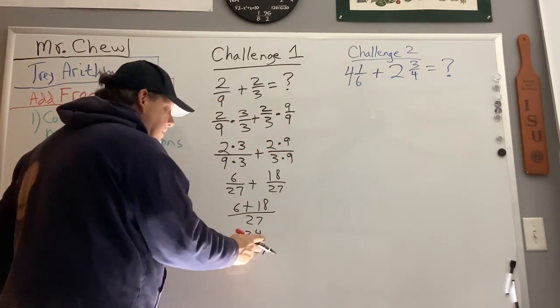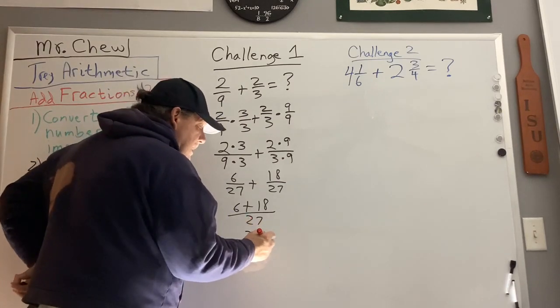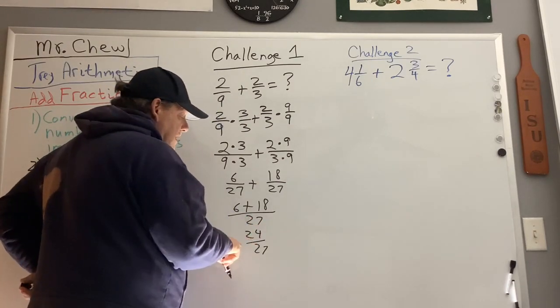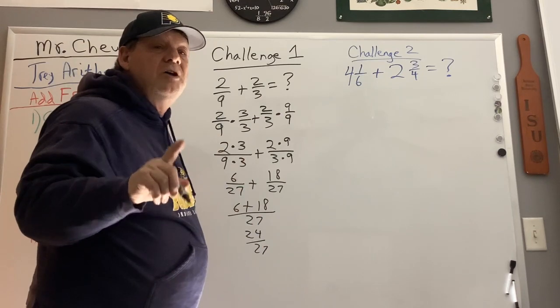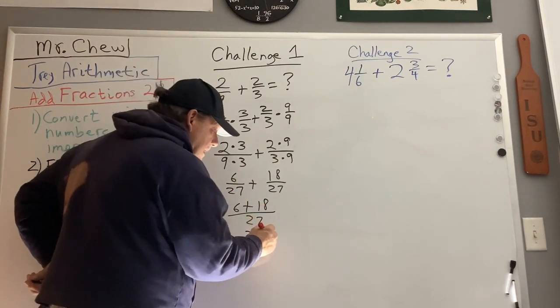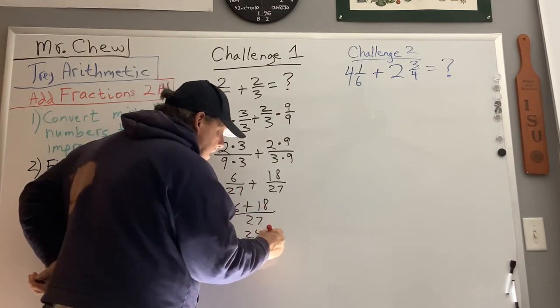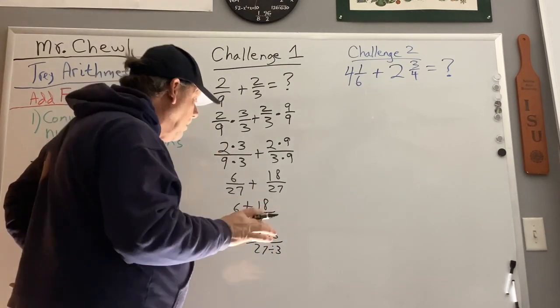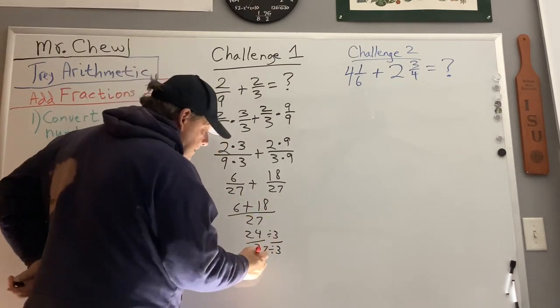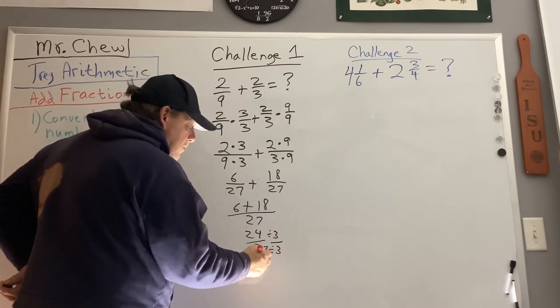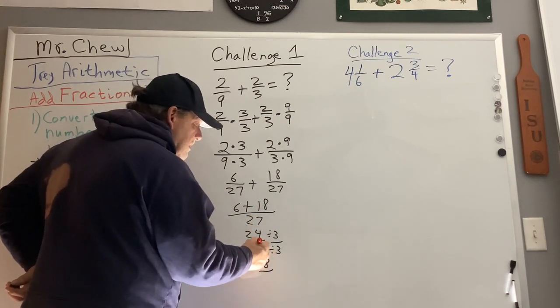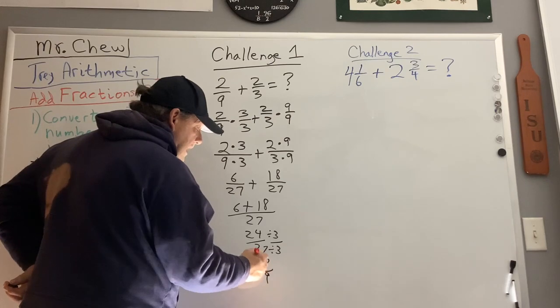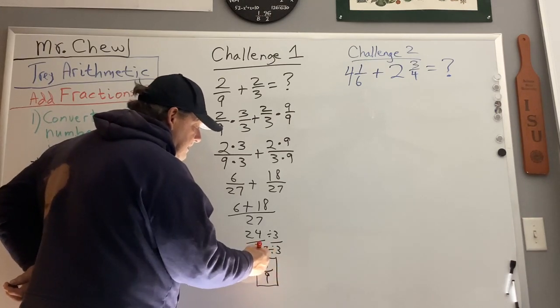Because now we have to reduce this. And one way you're taught is to think of the largest number we can divide them both by. And that happens to be 3. And I'm dividing the numerator and denominator. Remember, you have to do the same thing to both for it to be an equivalent ratio. 24 divided by 3 is 8. 27 divided by 3 is 9. And 8/9 is the correct answer.